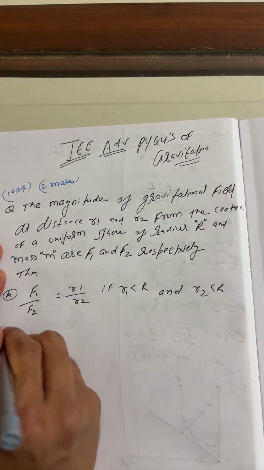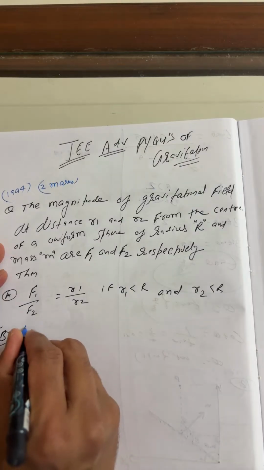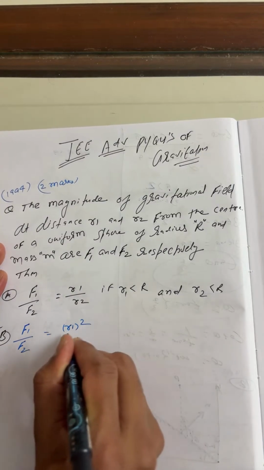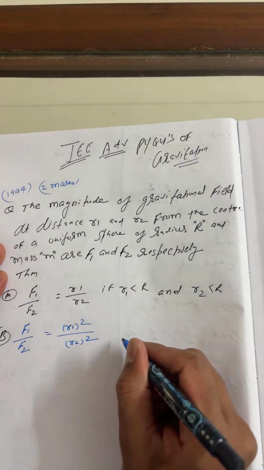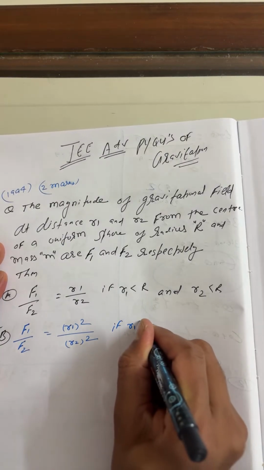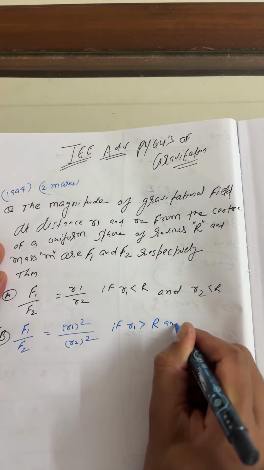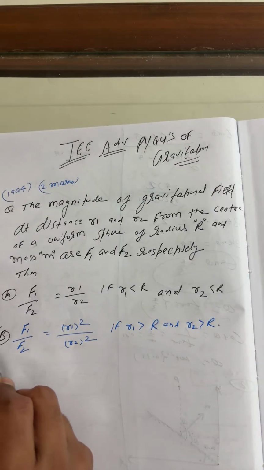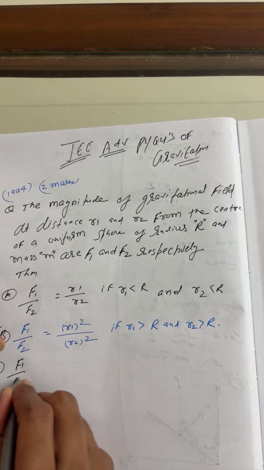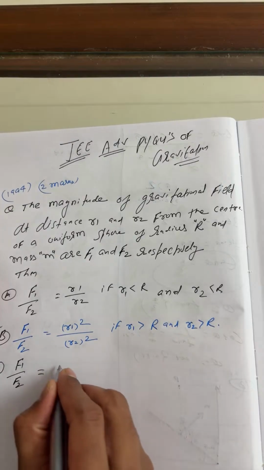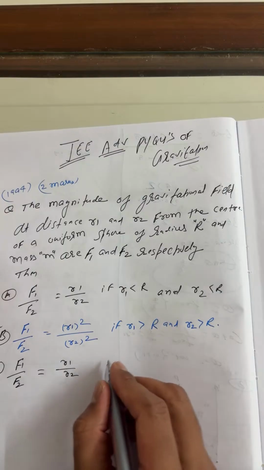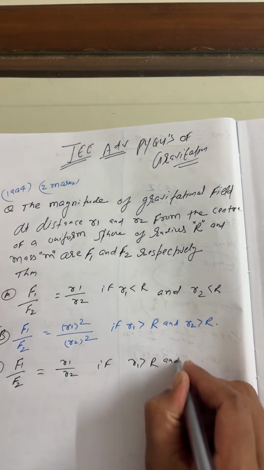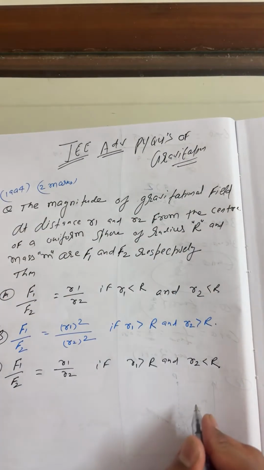Option number second: F1 by F2 equals r1 square upon r2 square if r1 is greater than R and r2 is greater than R. Option C: F1 by F2 equals r1 upon r2 if r1 is greater than R and r2 is less than R.